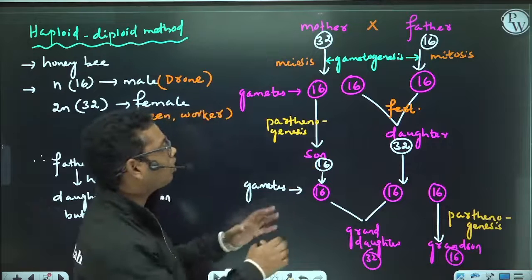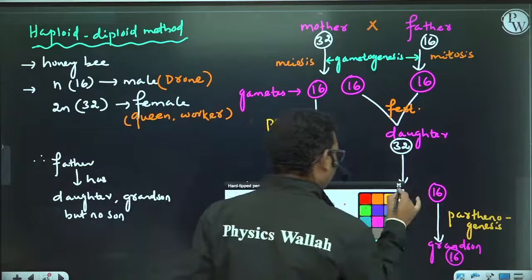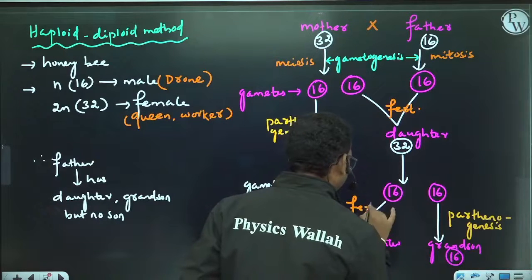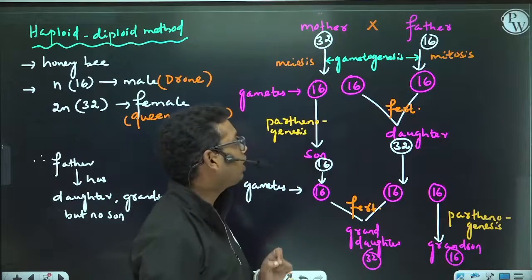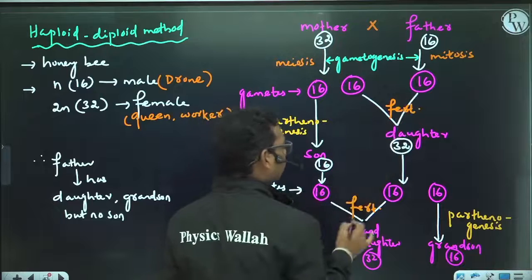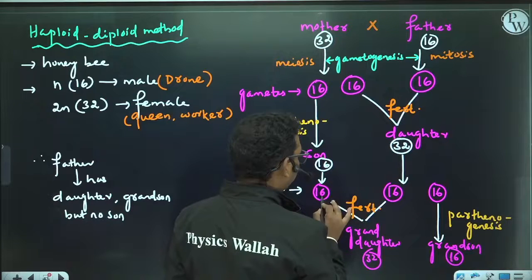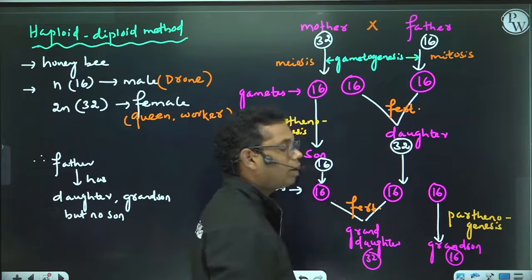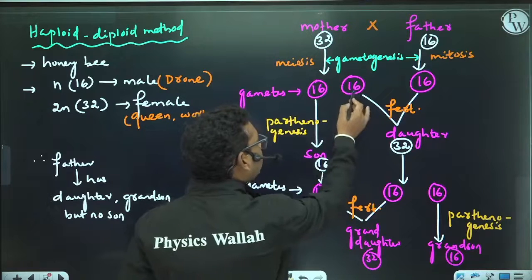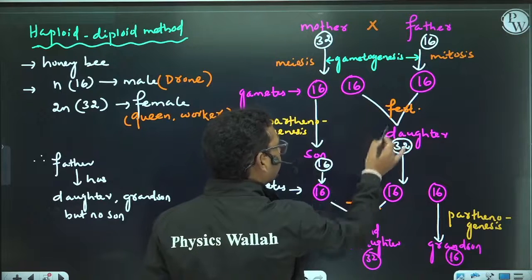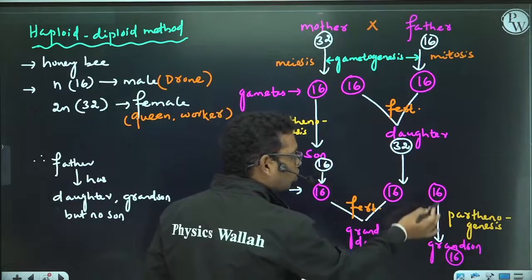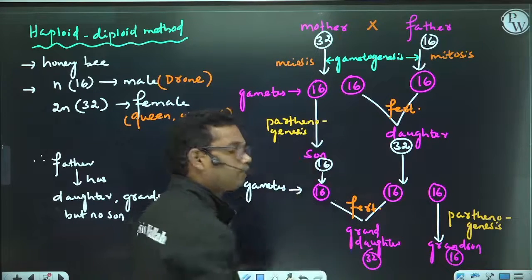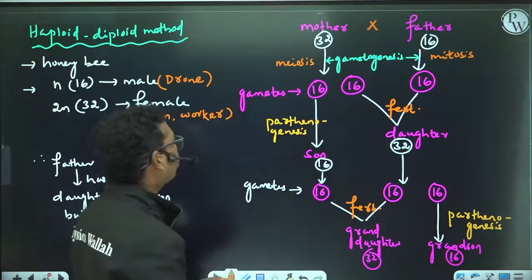So from here you can clearly see, let me write what is happening. Fertilization is taking place. The male gamete has only one choice: it has to undergo fertilization. But the female gamete has two options. The female gamete may undergo fertilization, or it may undergo parthenogenesis. Clear?